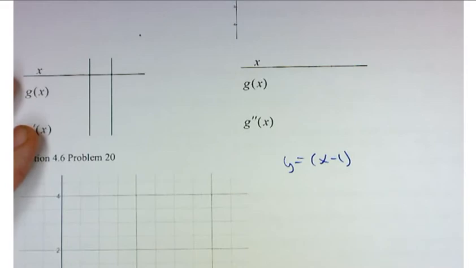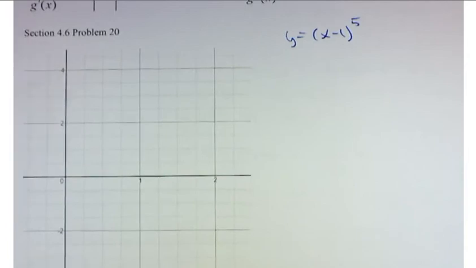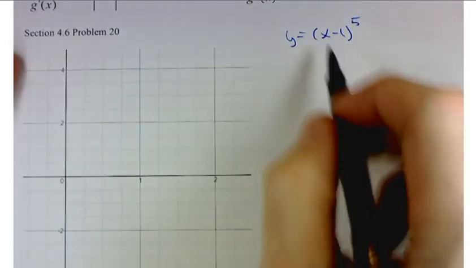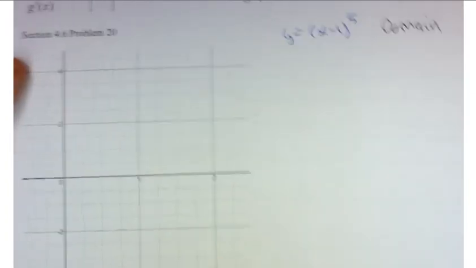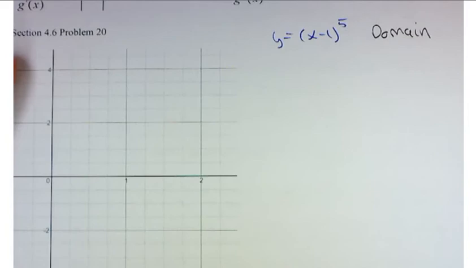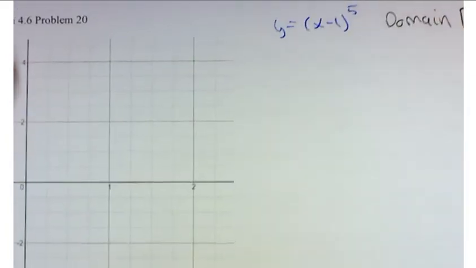y equals (x minus 1) to the 5th. Now, one thing you can be happy about is I'm not going to ask you to expand this or write it all out. Instead, let's just recognize that it's a polynomial. So what's that mean about its domain? All reals, so negative infinity to infinity.